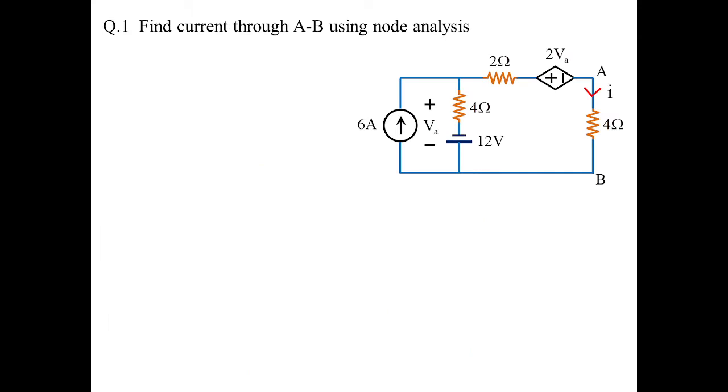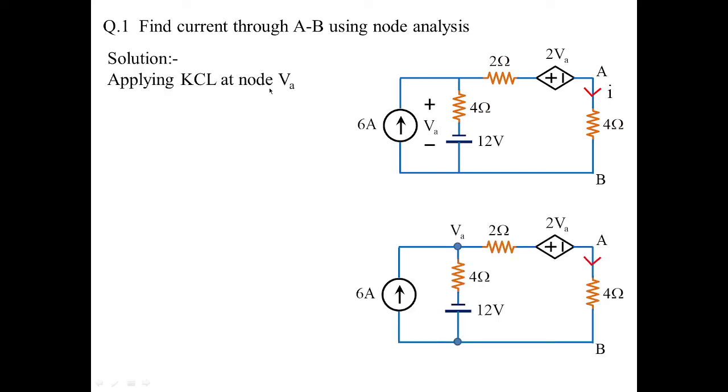For that, I'm finding out the current through 4 ohms using node analysis. Already we know that the value of the current here we got as minus 6 amperes. We just need to cross check the answer which we got using Thevenin's theorem, whether it is right or wrong. So for that I'm applying KCL at node VA. You can see I'm taking this VA and applying KCL at this particular node.